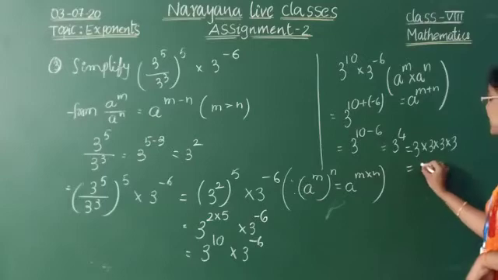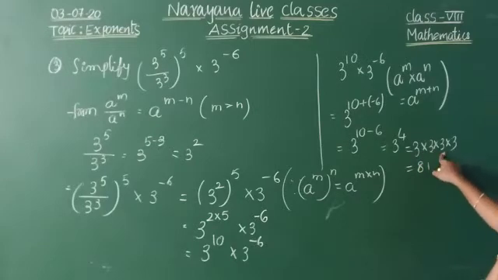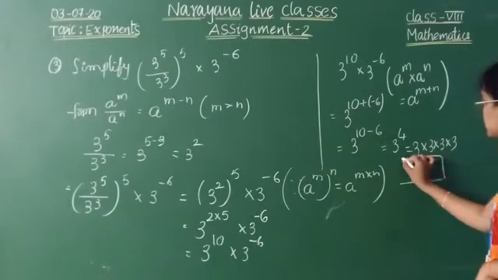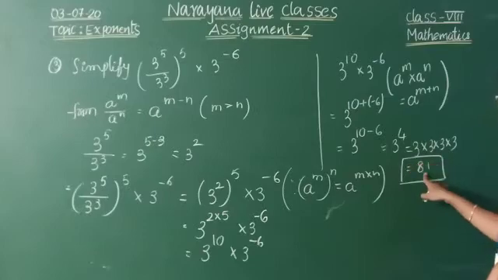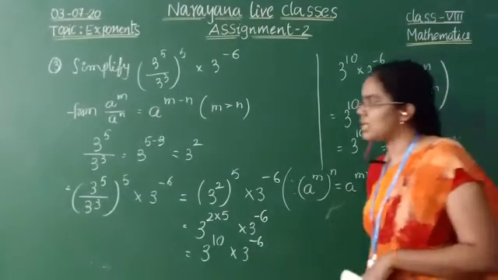Answer is 81. 3 3s are 9, 9 3s are 27, 27 3s are 81. Answer is 81. So if you want to write 81 or 3 power 4, those are all the answers.